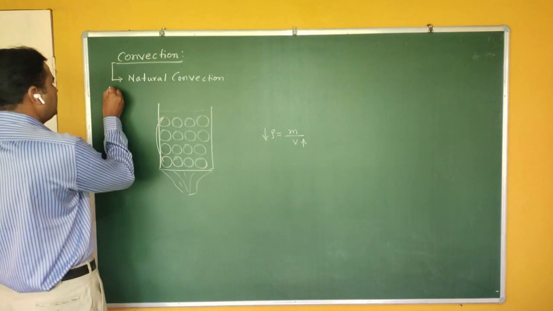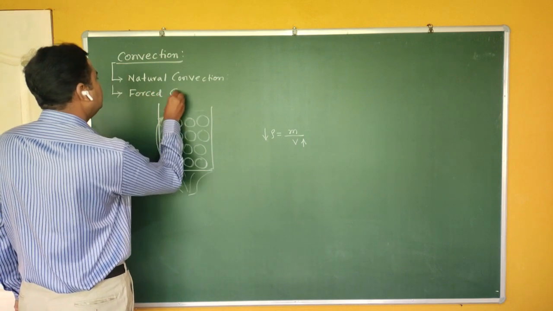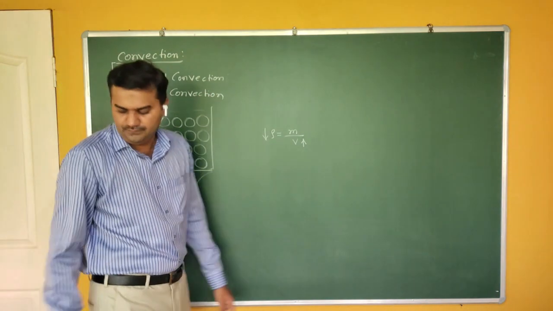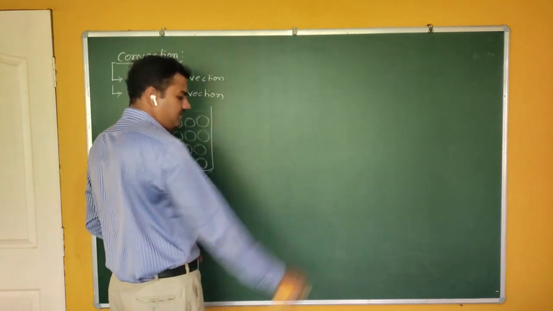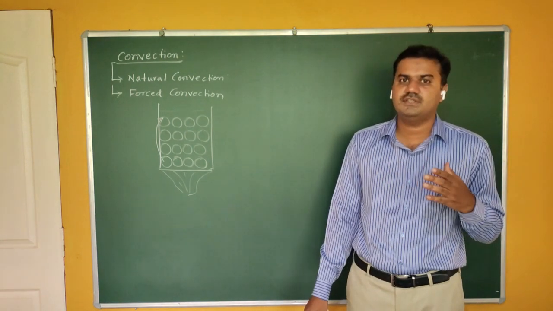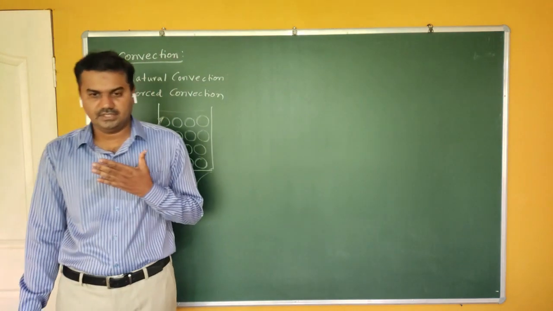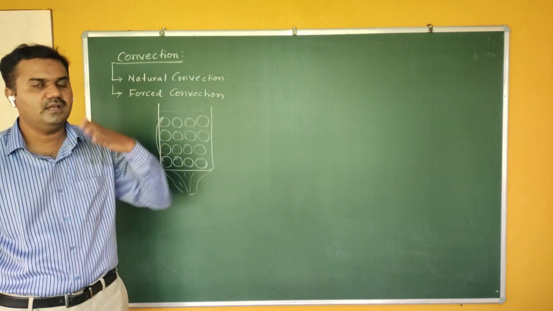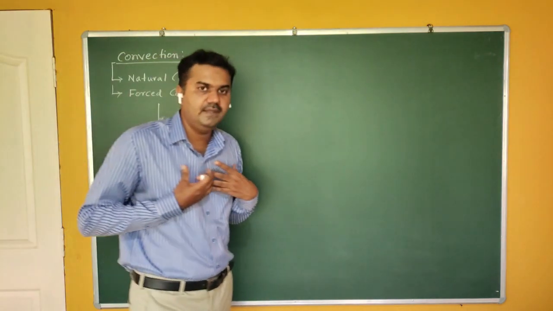And there is a second type of convection, called forced convection. In forced convection, the movement of particles also takes place and they carry the energy, but some external force is required. That external force pushes the particles, and due to that force the particles move, therefore it is called forced convection.